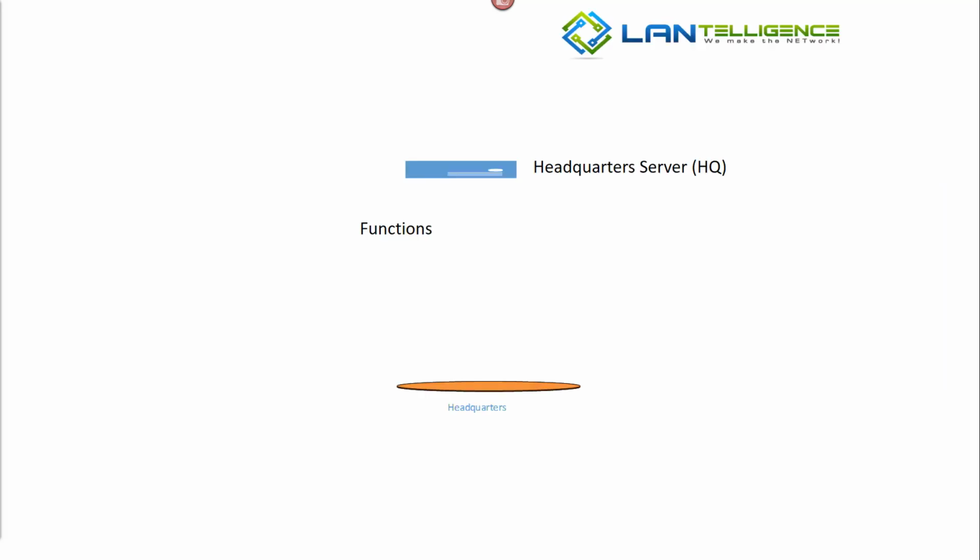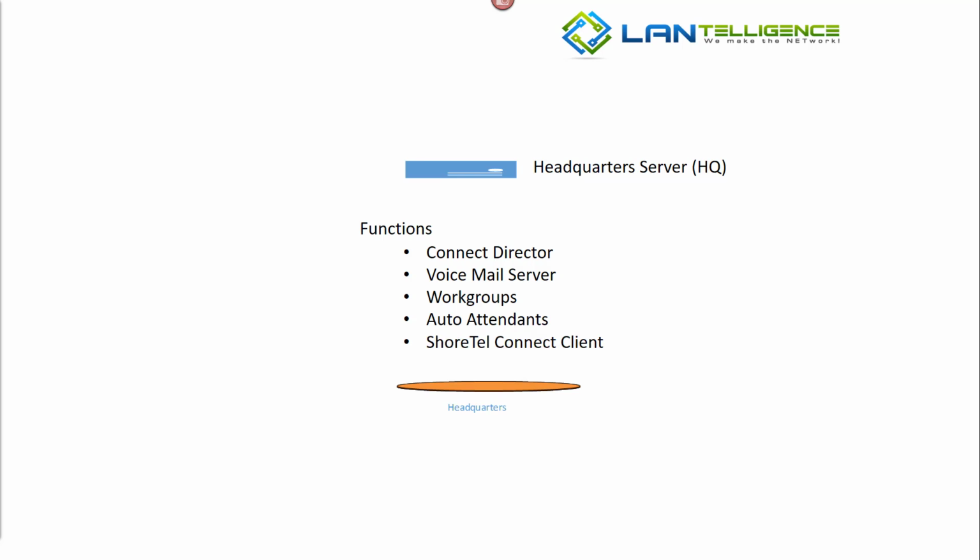So on most ShoreTel systems, you have a headquarters server, the HQ, which is sort of the brains of the system. It supports your Connect Director. It's also your voicemail server. It manages workgroups. It also is a place where you can record your auto attendants. It's also where the ShoreTel Connect client registers to. And lastly, it is where the softphones register.